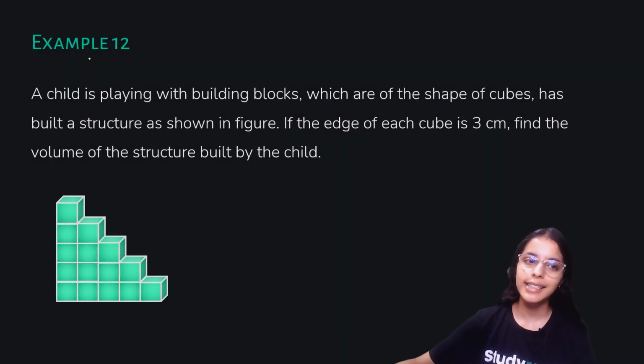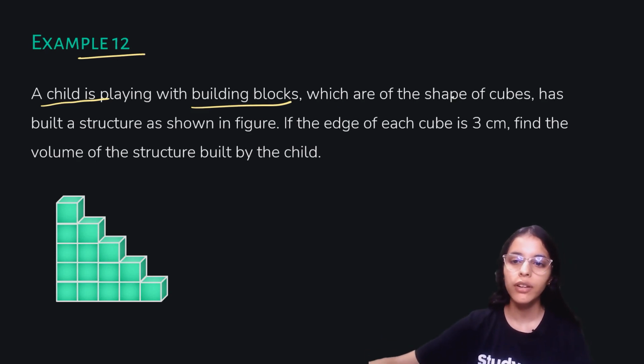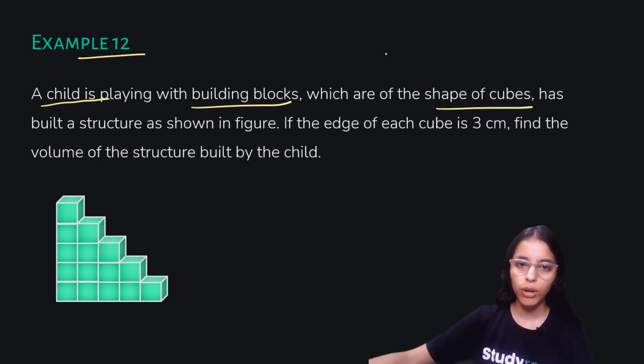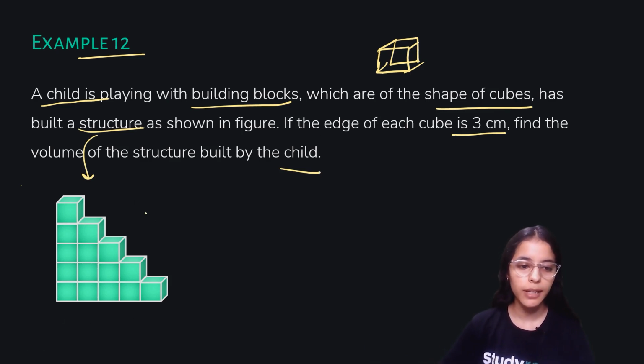Now moving on to our next example, example number 12. Here it is given a child is playing with building blocks. So we have our building blocks, which are cubes. Now our building blocks are in cube shape. So a cube has all the edges equal. He or she has built a structure as shown in the figure. Now if the edge of each cube is 3 centimeter, find the volume of the structure built by the child. Now this is our structure and we can see that it is built up entirely of cubes.